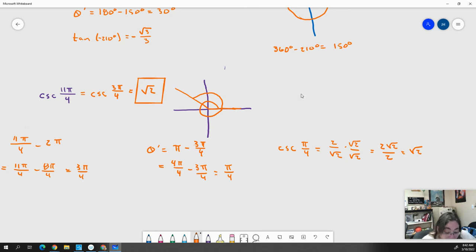So that is my last example for you today. Oh, are we there yet though? Yeah, we're there. We used the reference angle to get there. Okay, I wanted to make sure that I had solved out the whole problem because I found the reference angle. All right.